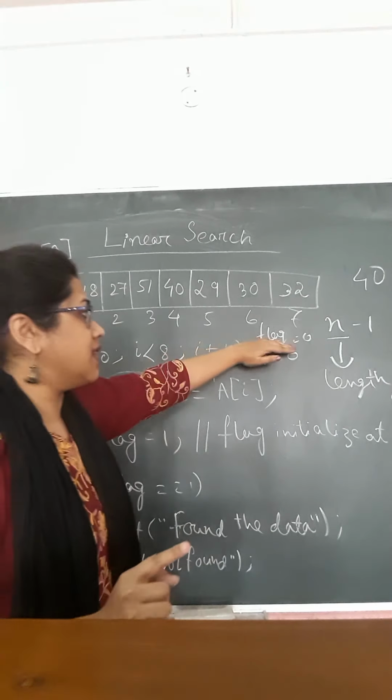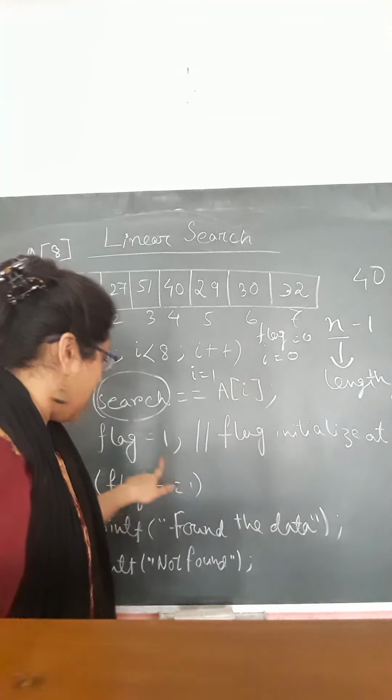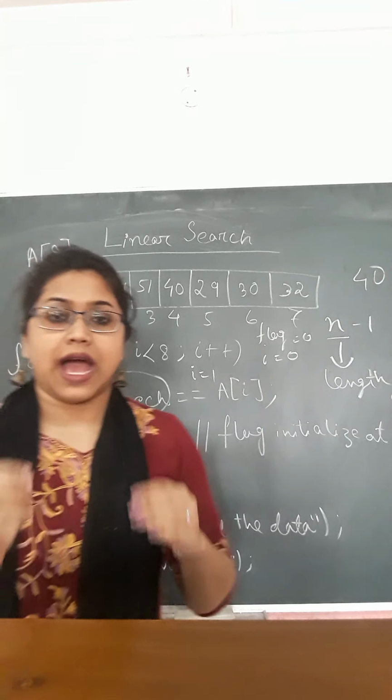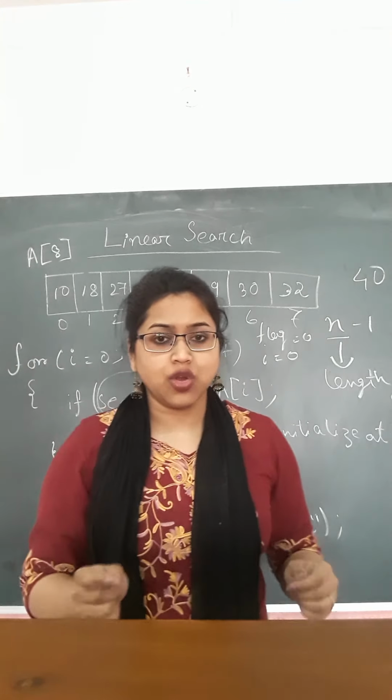Now it will go to the next iteration: 27 and 40 not equal, 51 and 40 not equal. Then A of 4, that means at the 5th position I am getting the searching element. I have found the searching element at the 5th position, that is A of 4. So when I match both the elements, I will make the flag value 1. And when the flag value is 1, I can conclude the searching element is present in this array.